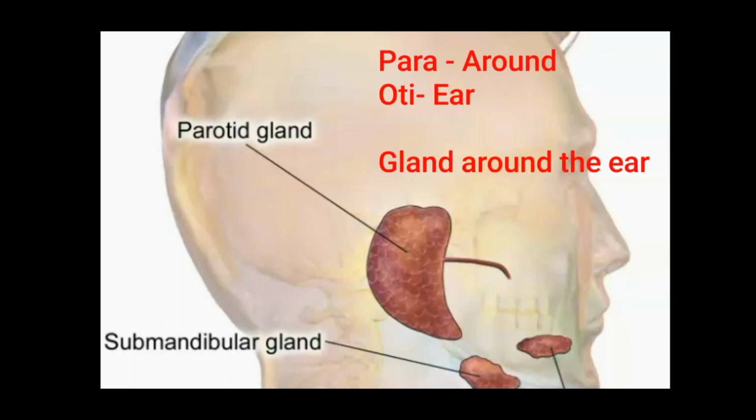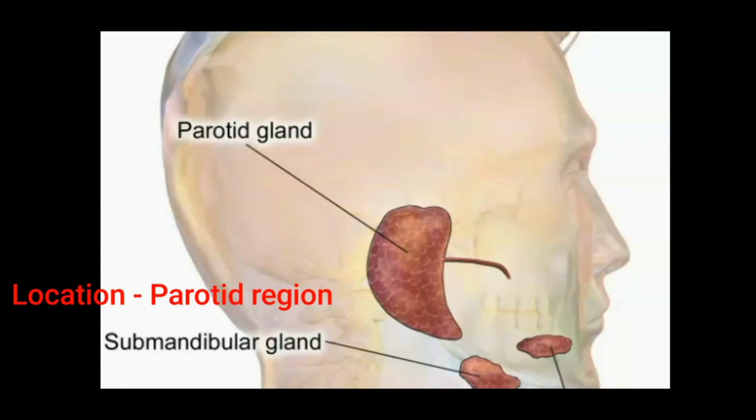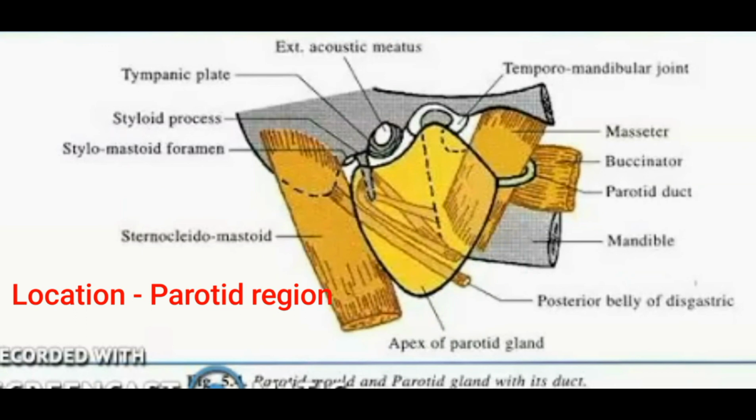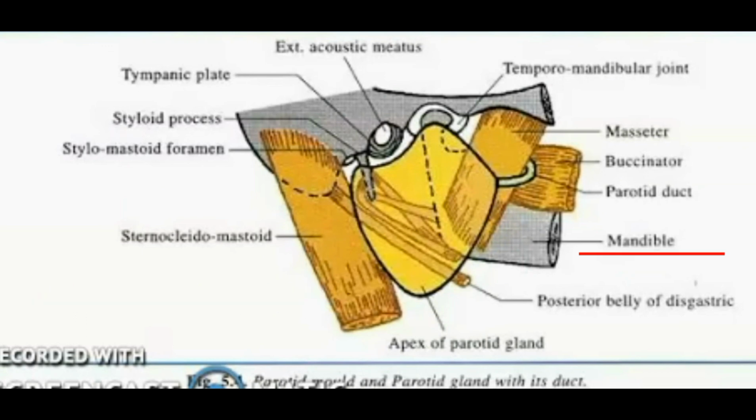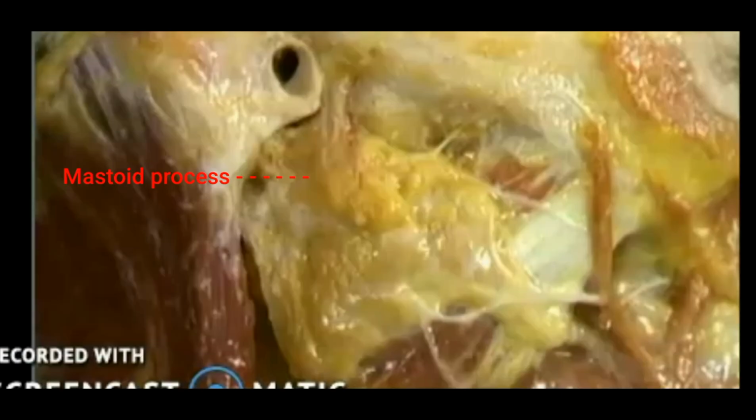So, coming to the parotid gland, it is one of the largest salivary glands. Parotid means, para means around, otai means ear. So, parotid gland is the gland present around the ear, and it is located in the parotid region or parotid mold, we say, formed anteriorly by the mandible, above by the external acoustic meatus, and behind by the mastoid process with sternocleidomastoid, and medially by the styloid process.